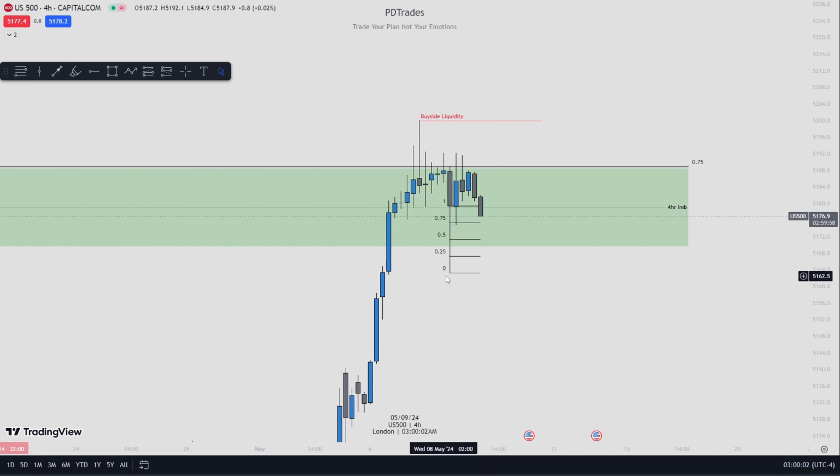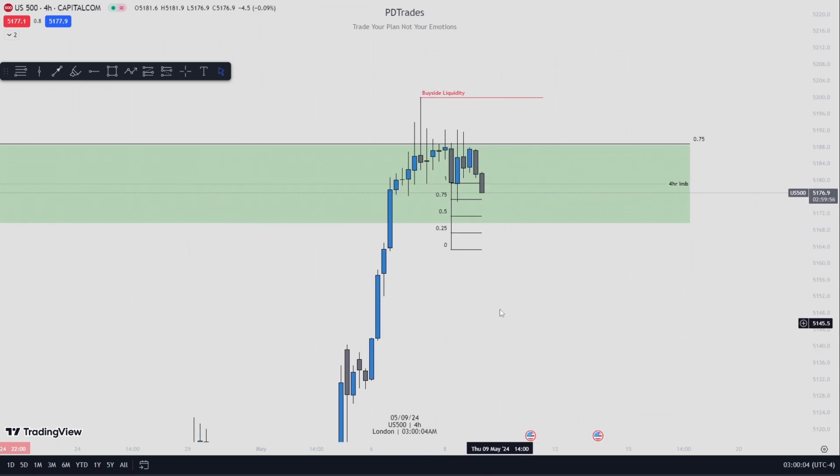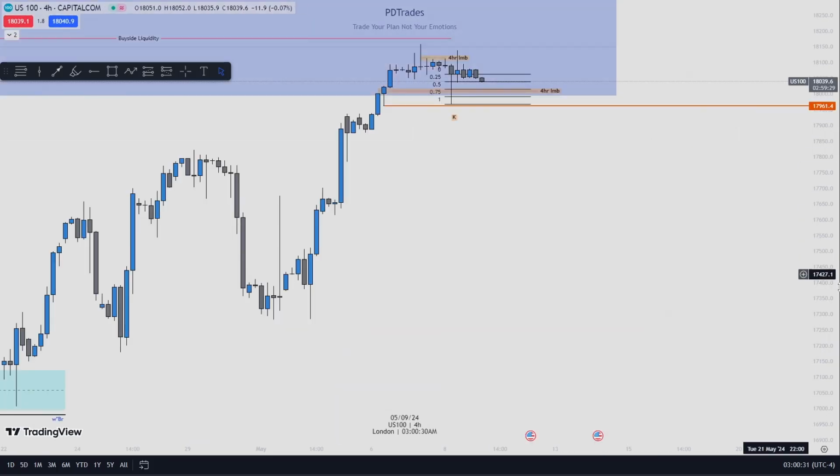I don't want to see this low being broken. If it really wants to buy, I don't want to see this low being broken. At least a rejection here. Then on the lower time frame showing signs of a reversal, then I'm going to know that it will be aiming for buy side liquidity. Because look at the bodies, man. You understand? So let's just wait and see.